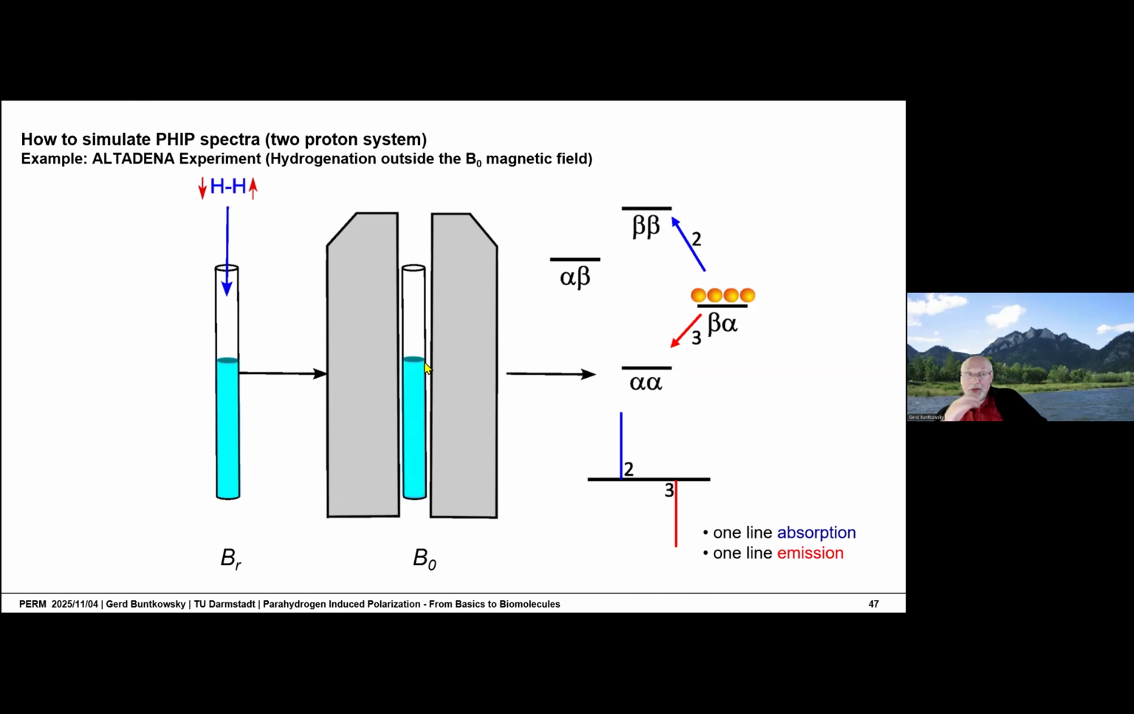Okay, now let's apply this very, very simple model to our two experiments. First, let's do the ALTADENA experiment. So here we have our reaction field. Then from the reaction field, after the reaction while bubbling, we go inside of the magnet. So this here is the typical scheme, where we have one line absorption, one line emission.